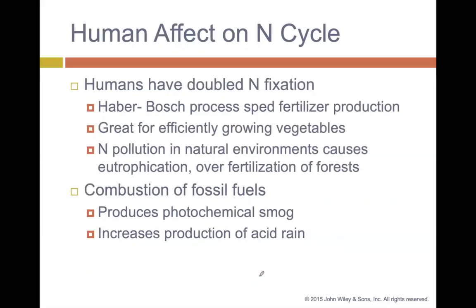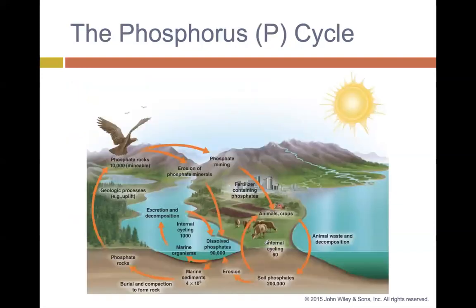Human effect on the nitrogen cycle. Humans have almost doubled nitrogen fixation through fertilizer production, which is great for efficiently growing vegetables, but nitrogen pollution in natural environments can cause eutrophication, which is the over-fertilization of forests. And also the combustion of fossil fuels will produce photochemical smog, and this increases the production of acid rain, which has nitrogen in it.